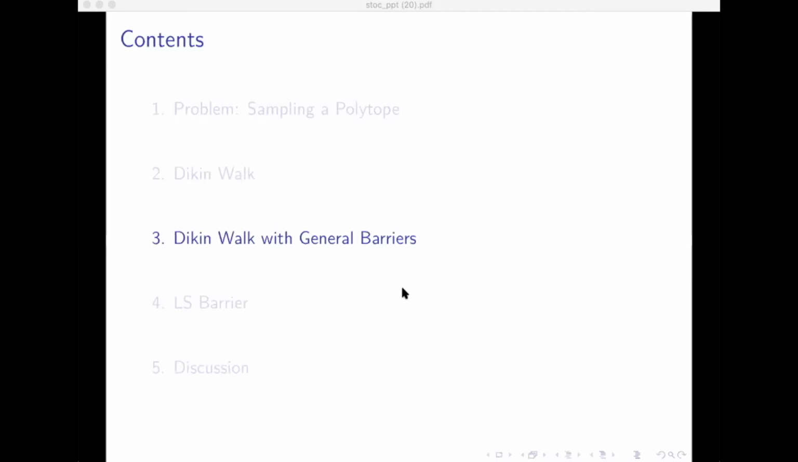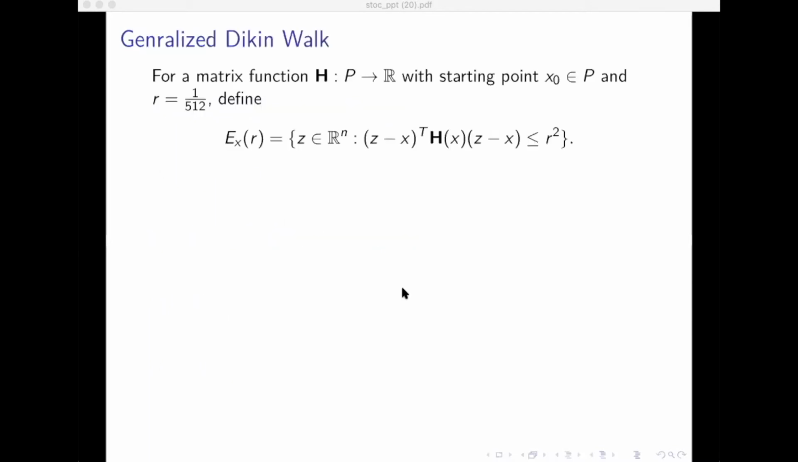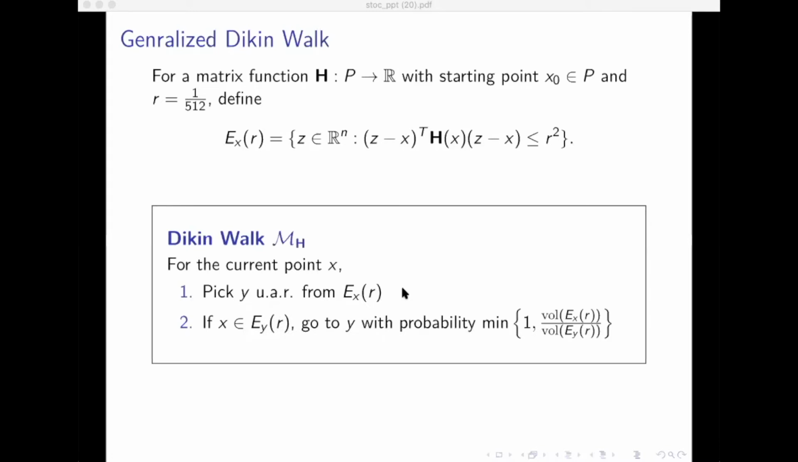The generalized Dikin walk for a matrix function H is defined as follows. Let Ex(R) be the ellipsoid centered at x with radius R and variance matrix Hx. For the current point x, we pick a point y uniformly at random from the Dikin ellipsoid of H centered at x. If x belongs to the Dikin ellipsoid of y, move to y with probability minimum of 1 and the ratio of volumes of Ex and Ey.